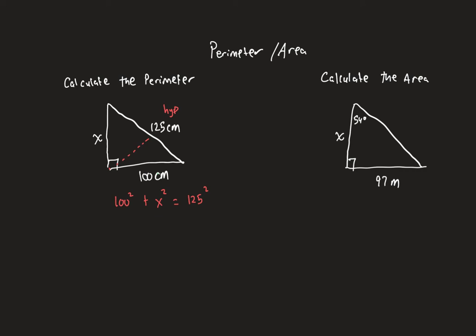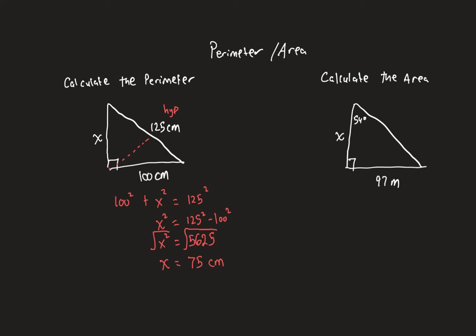Okay, get our x by itself. x squared should be equal to 125 squared minus 100 squared. So x squared, if you do these squareds correctly, should be getting you 5625. When you do that, you want to take the square root. Remember, you only want the positive value. So x should be exactly 75 centimeters.